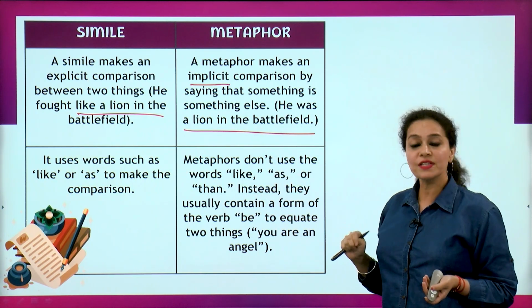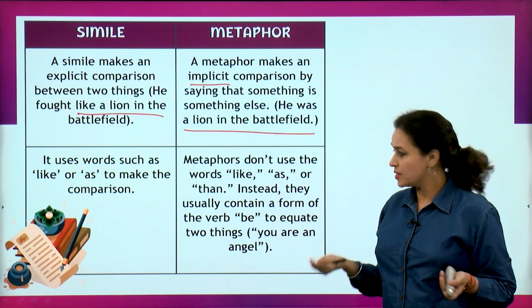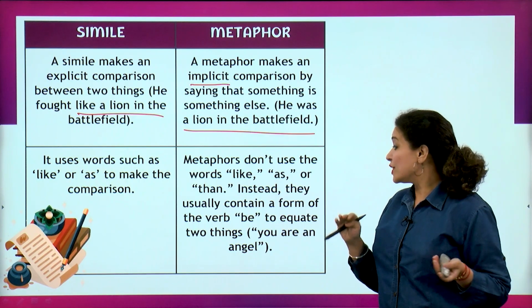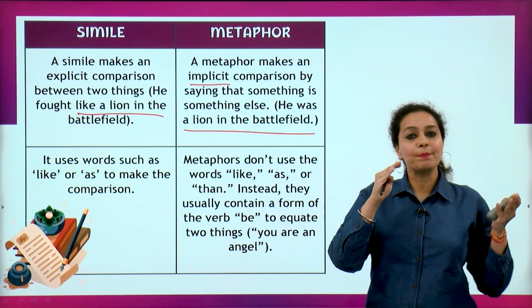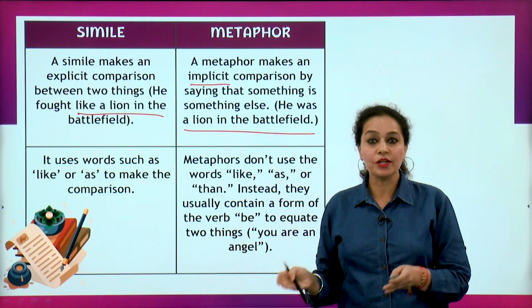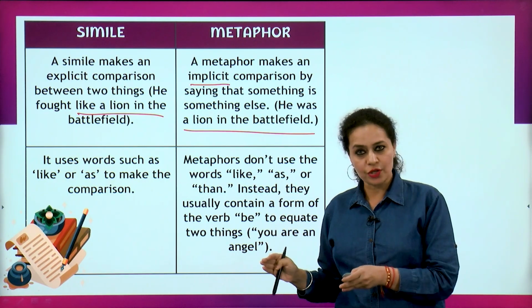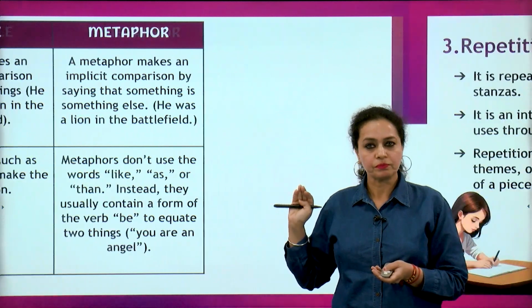The second difference is that a simile uses words such as like or as to make a comparison, whereas in metaphors we don't use such words. Instead, they usually contain a form of verb like be. For example, you are an angel. It's not you are like an angel, rather you are an angel. So A is B in a metaphor.